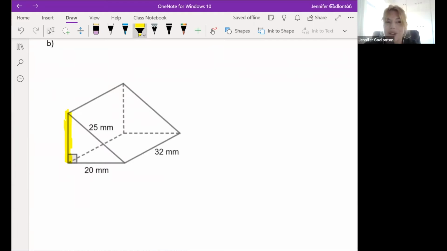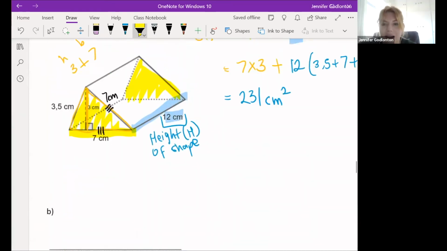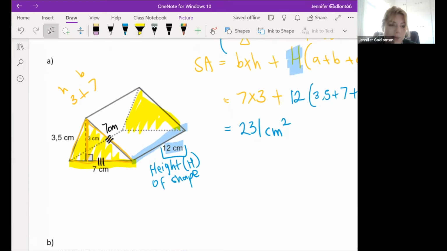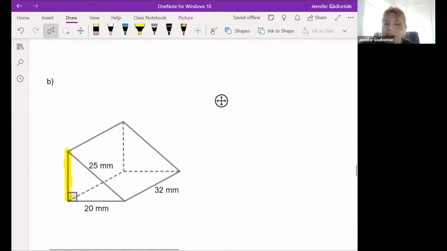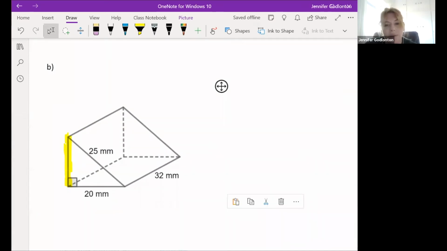So work out those two things first. Big hints. Find your two things, and when you are happy with your answer, let me know. Our answer is always going to be squared, but generally our number would be a whole number or a decimal number. But the units will be squared.